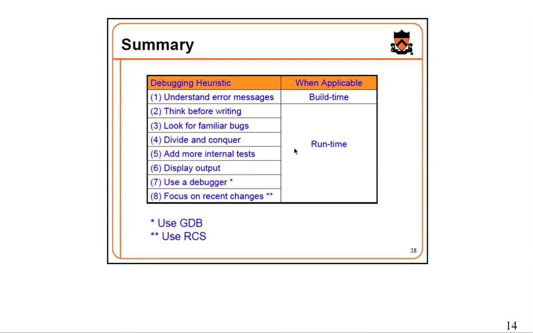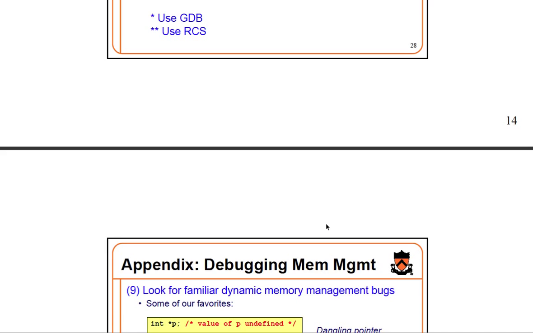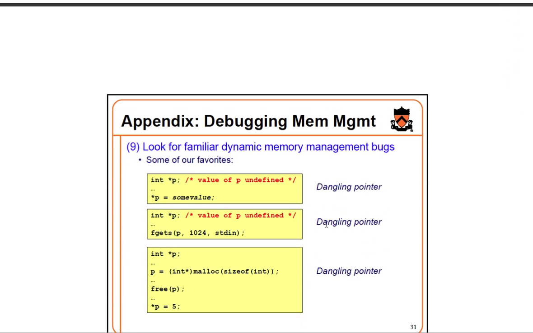Okay, so basically remember this table as we look at this, and there are a couple of added footnotes here about using a debugger and using RCS. But build time is when we're looking at just error messages from the compiler, the linker, or the preprocessor. All the rest of these things have to do with strategies, either to avoid creating bugs to begin with, or for finding bugs once we've realized that there's something wrong in our code.